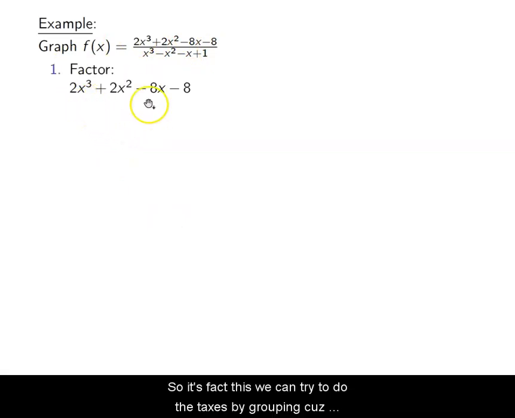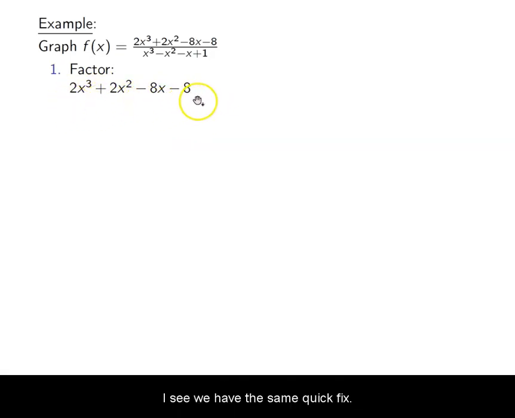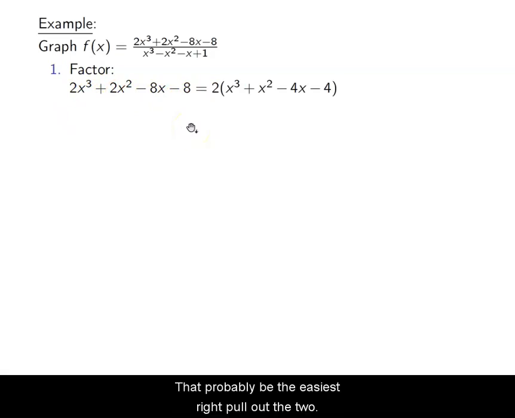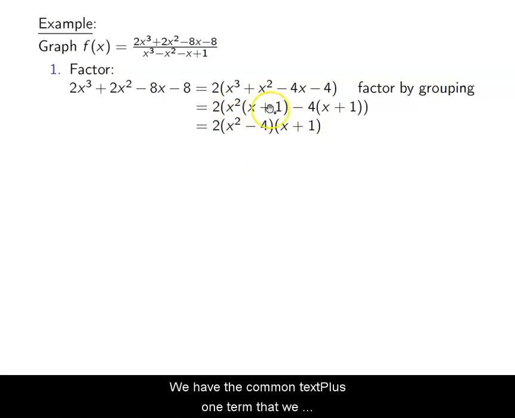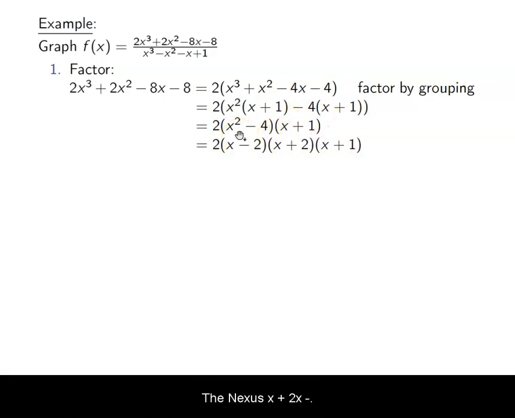Okay, so to factor this, we can try to do a factor by grouping, because as you see, we have the same coefficient twice. So that'd probably be the easiest, right? Pull out the 2. Here we can, again, factor by grouping. So we can pull out an x squared here. We can pull out a 4 here. Notice we have the same binomial common factor, so we can pull that out. So we have x squared minus 4. We have the common x plus 1 term that we factored out of both of the x squared and the minus 4 terms. And then this is x plus 2, x minus 2.